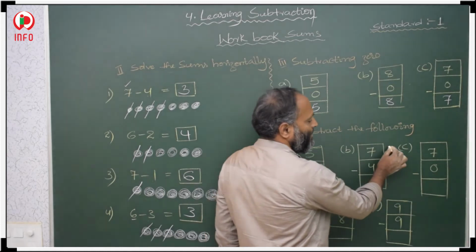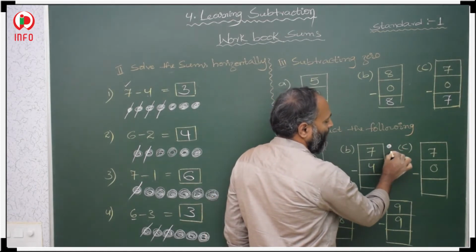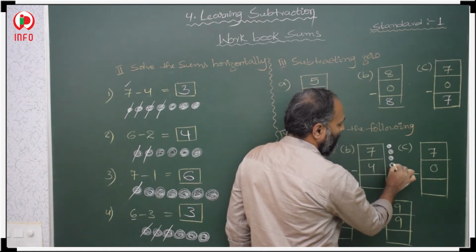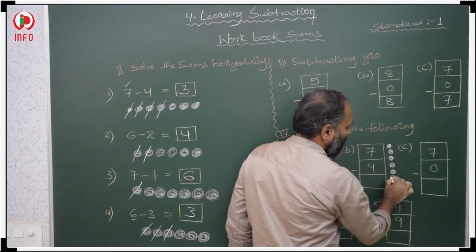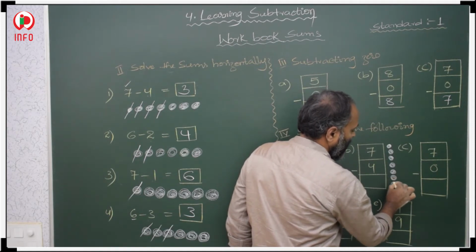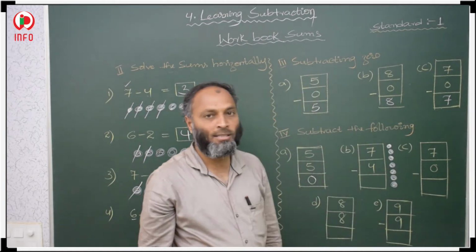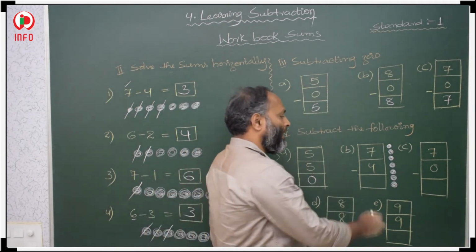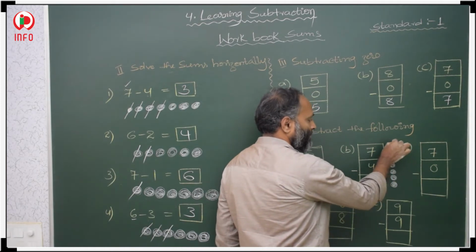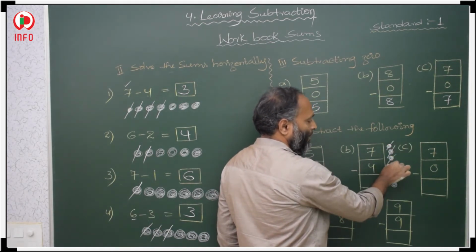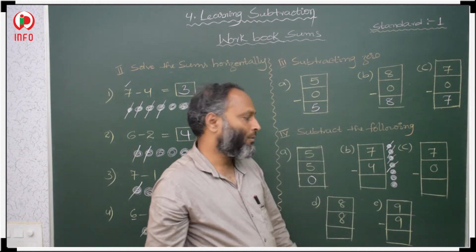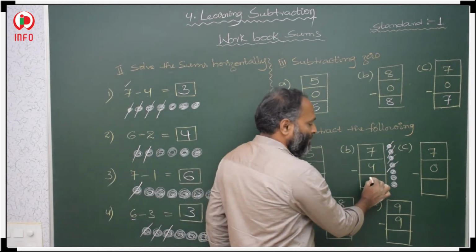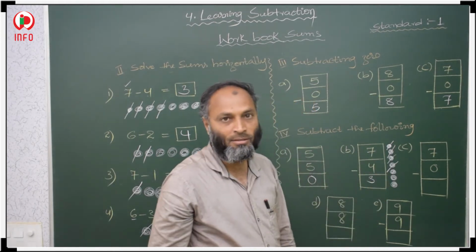Here 7 means first we take 7 dots. 1, 2, 3, 4, 5, 6, 7 vertically. So these 7 dots I took vertically and 4. So we have to eliminate 4 dots, means subtract 4 dots. 1, 2, 3, 4. Then what is left here? 1, 2, 3. 3 dots left. Means 7 minus 4 is 3.